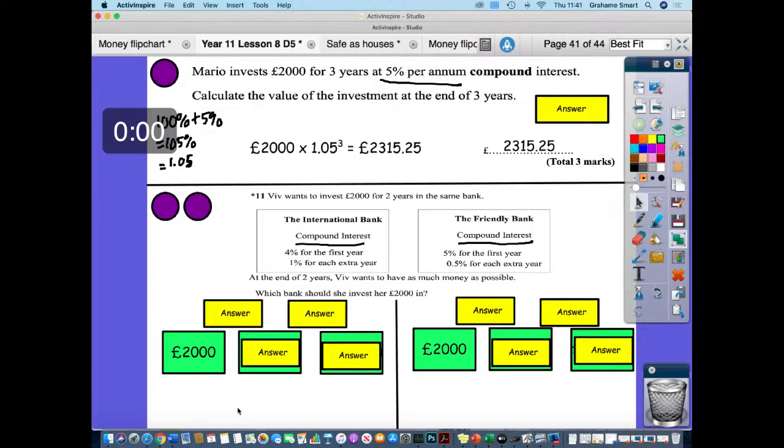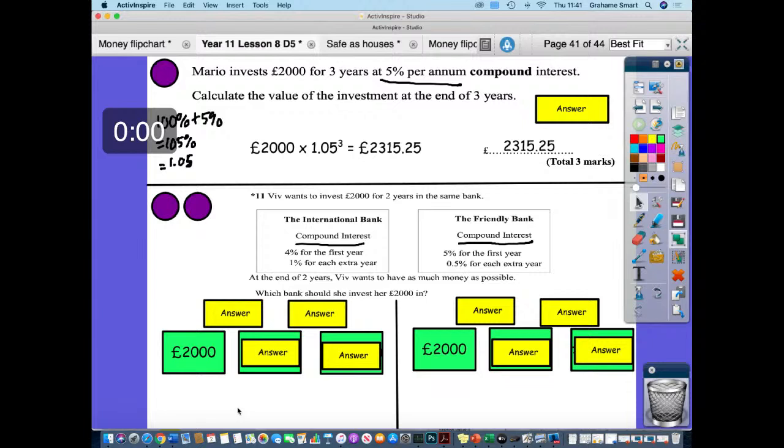The international bank compound interest is 4% for the first year, and then 1% for each year after that, for each extra year. And the friendly bank starts off with 5% for the first year, and then it's 0.5% for each extra year, and it's a 2-year period. So what you can see here is I've set it up. I've set up the initial amount on both sides. I've split my screen in half here.